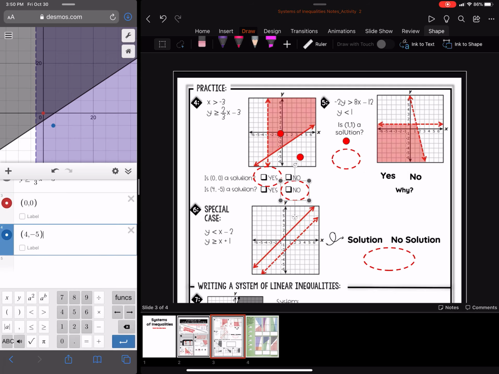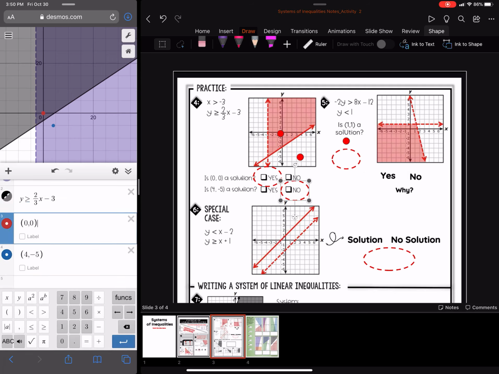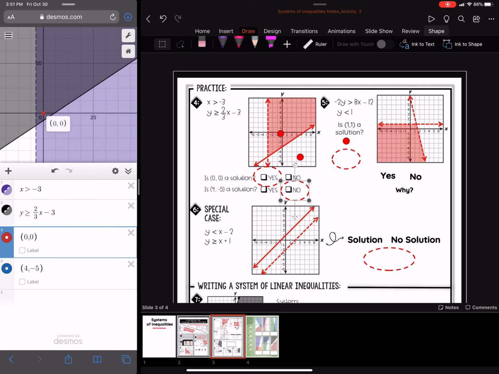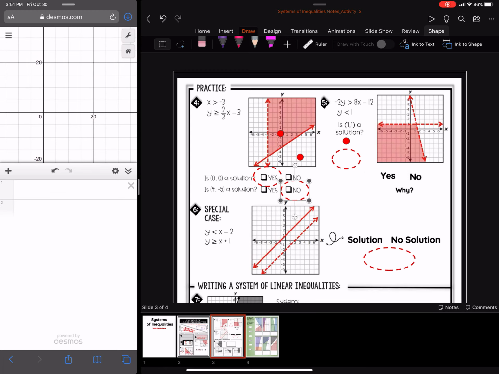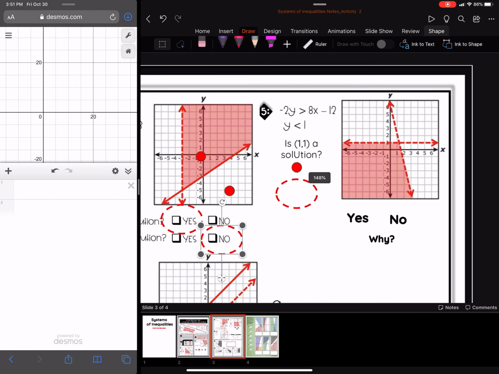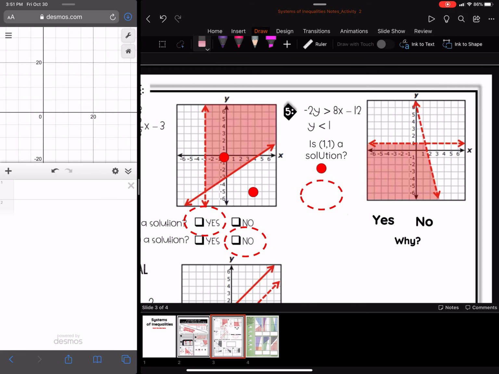And again, you can easily put these into Desmos, and you can quickly look to see what's inside of a solution, like this red one, and what's not inside of the solution. And the next one, I'm not going to graph this one. I'm actually going to zoom in so you can see. But it's asking, is (1, 1) part of the solution? And the answer is actually no. And let me tell you why.